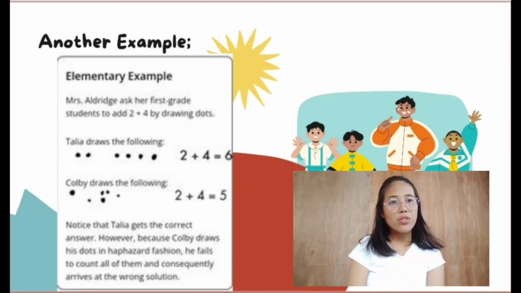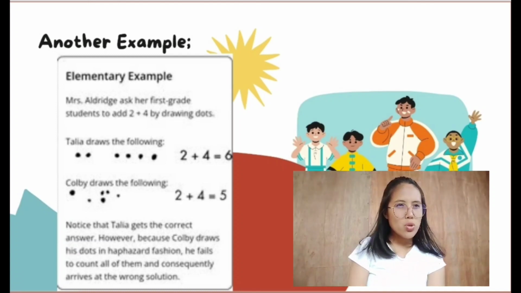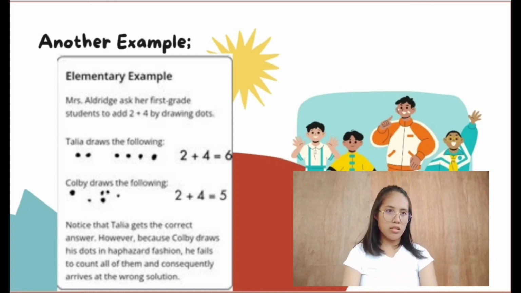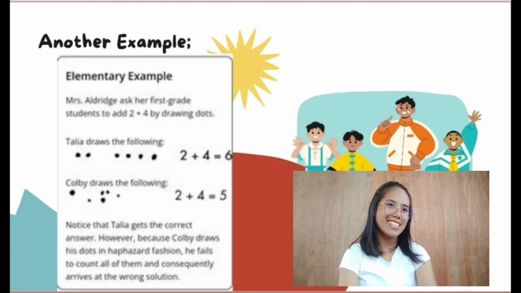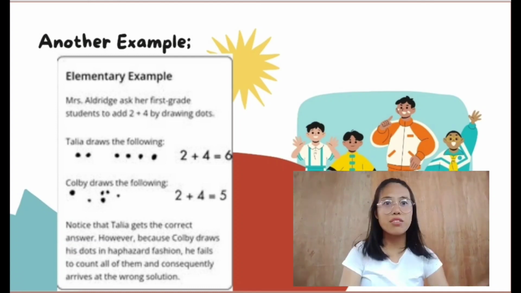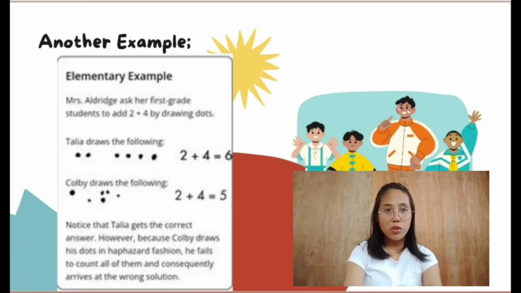So here is another example. Colby draws the following. It's not really clear, but 2 dots plus 4 dots would be 2 plus 4 equals 6. Wait, I was confused. Yeah, 2 plus 4 equals 6. I'm sorry for the typo, but yeah, 2 plus 4 equals 6.